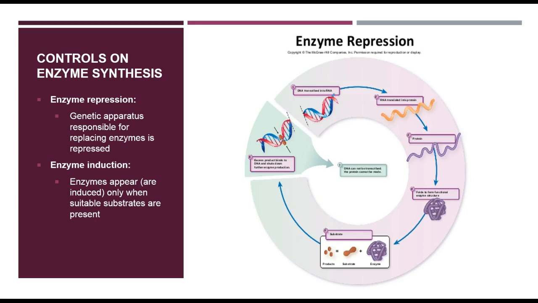Another way that we can control enzyme synthesis itself is through induction. And this is dependent on if substrate is present in the cell for that enzyme. So if there is substrate within the cell, then the genetic material is induced to produce the enzyme needed for that substrate. If the substrate is absent, then enzyme production stops.